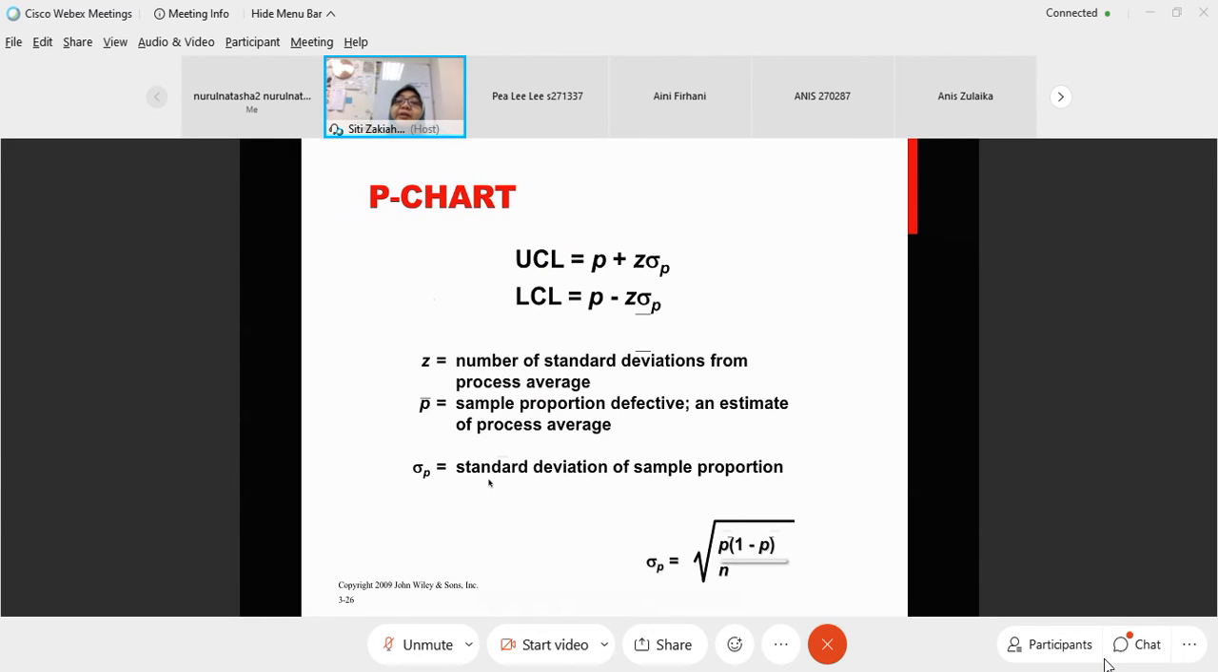Okay. The formula for P chart. Okay. UCL tadi kita dah cakap upper control limit. LCL is the lower control limit. P, okay. Formula dia UCL is equals to P plus Z sigma P. Okay. LCL pula P minus Z sigma P. Okay.